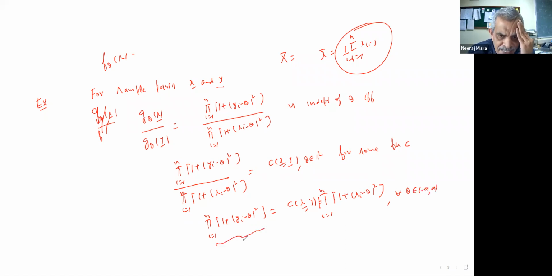What is the left hand side? If you consider all the products, each factor has a theta square with coefficient 1. When you take the product n times, the largest power of theta becomes theta to the power 2n. So it is a polynomial.